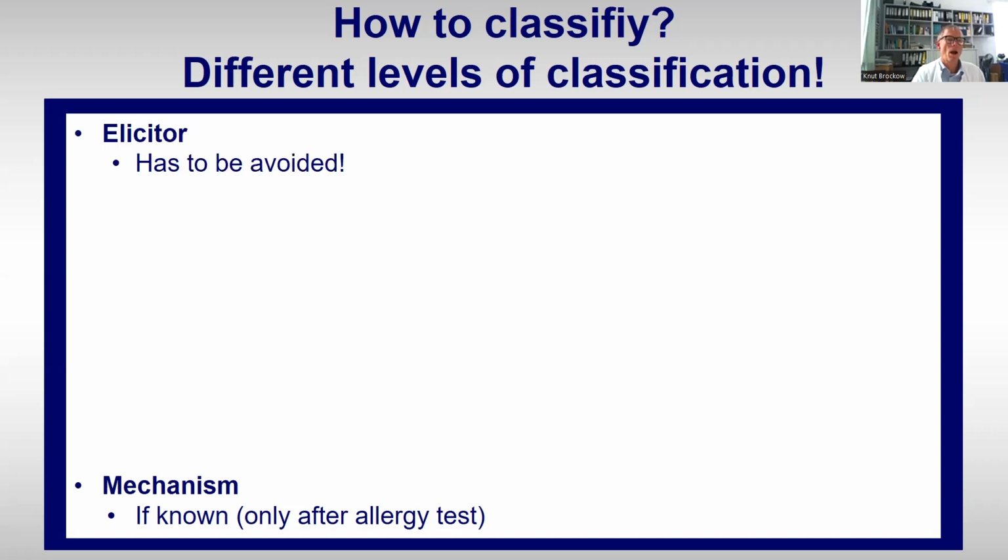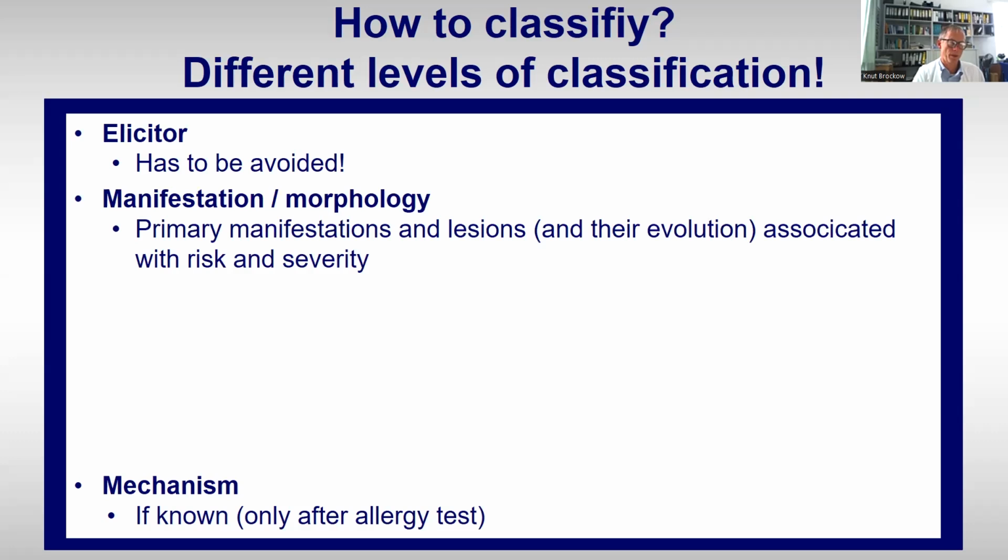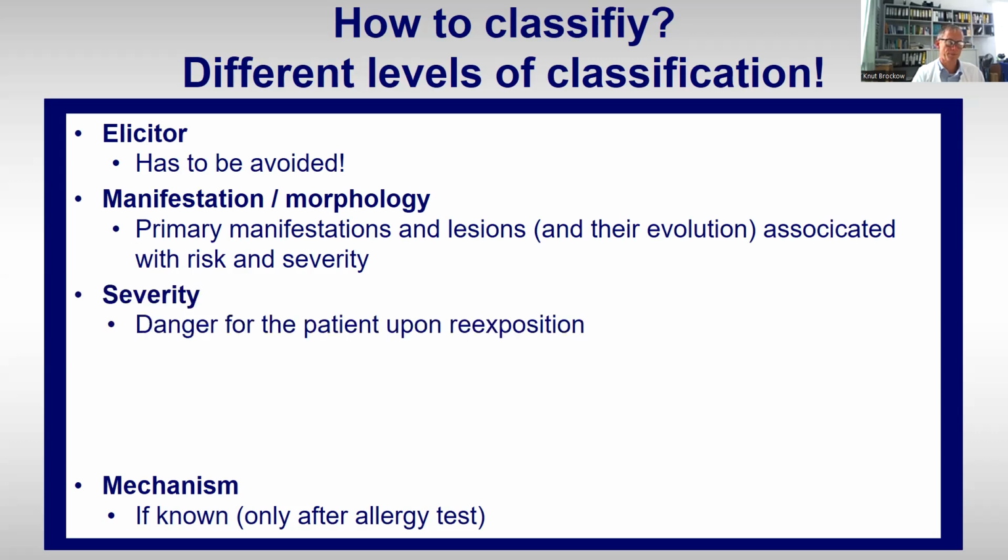However, you have got from the history information on the elicitor, which is very important because this has to be avoided. You get the information either by history or even by clinical pictures on the manifestation and morphology. And you can try to find out the primary manifestations in the skin and the lesions, as well as their evolution. And these are associated with risk and severity. You get some indications on the severity, which indicates a danger for the patient upon re-exposition.